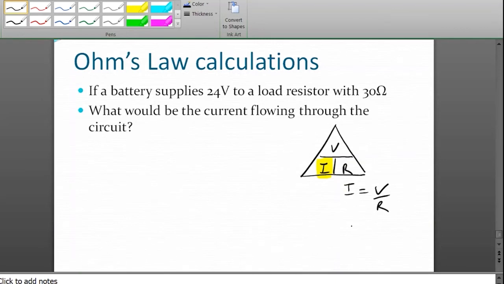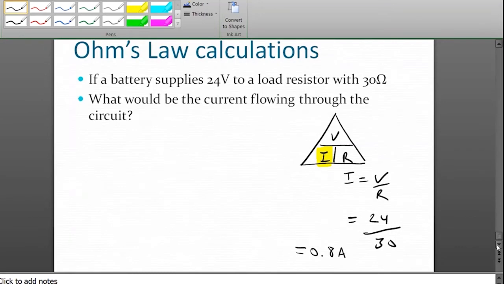Right? You put in the values, and V is 24 volts and R is 30 ohms. Therefore, V divided by R is equal to 0.8 amperes. So I is equal to 0.8 amperes.